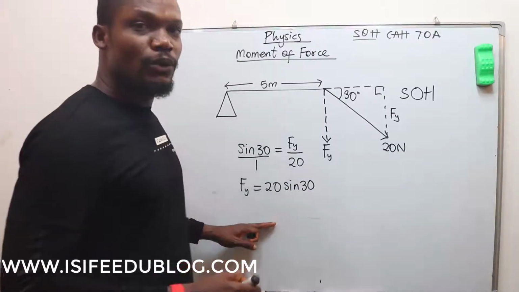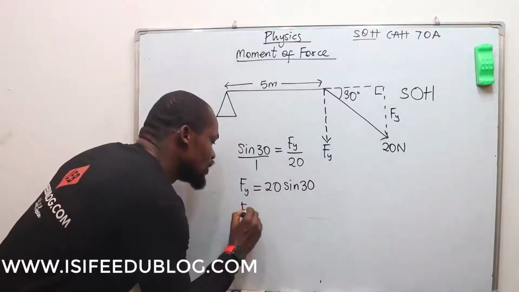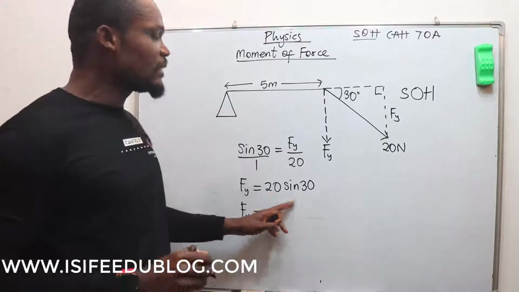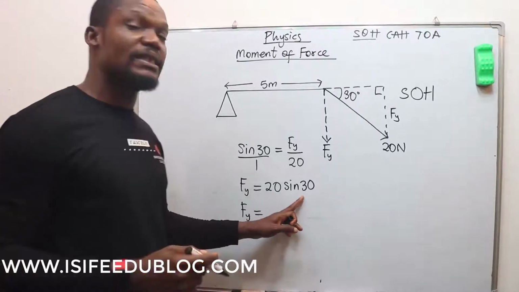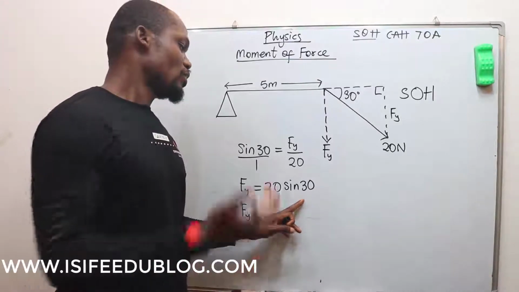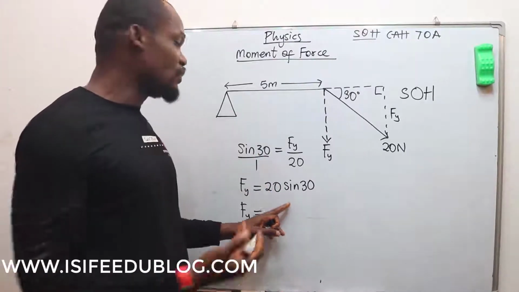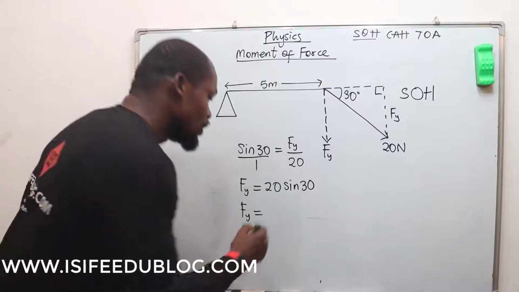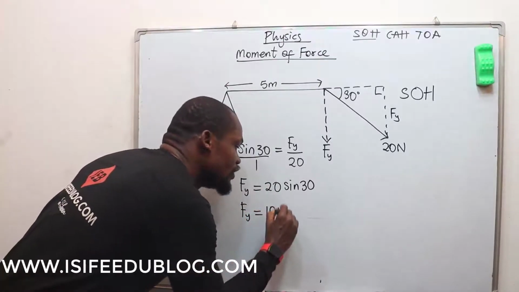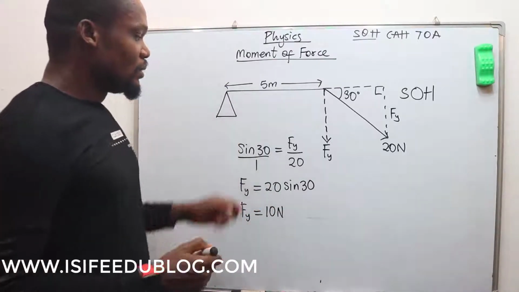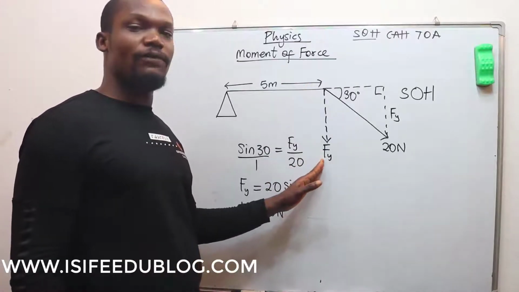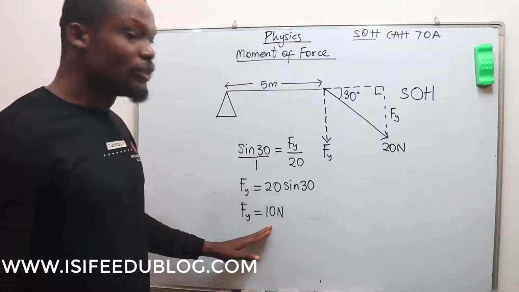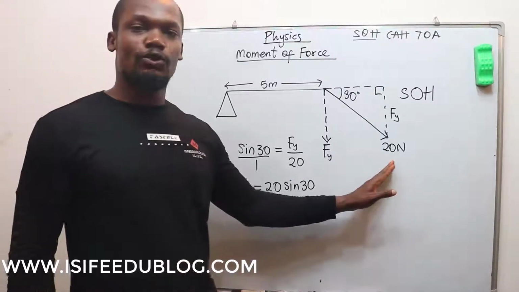And when you use your calculator, you are going to see that when you press 20 sine 30, it is going to give us 10, because sine 30 is 1 over 2. So 1 over 2 times 20 is going to give us 10 Newton. Now, we have gotten that the vertical component of this force, which we need, is 10 Newton. We are no more making use of 20.